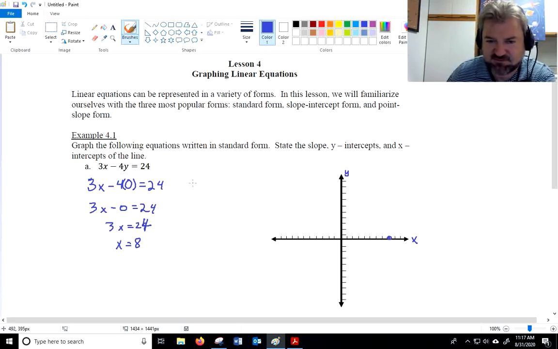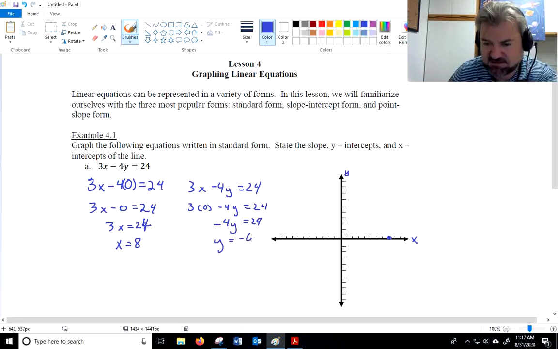All right, let's find the y-intercept. And if you don't mind, I'd like to start to do this a little bit quicker. On the y-intercept, wherever the line crosses this axis, the x-coordinate there is always 0. So I'm going to put a 0 in for that one. Okay, 3 times 0 is 0, and then 0 minus anything is just negative that. So it just goes away, right? And I'll divide both sides by negative 4, which gives me a negative 6. So 1, 2, 3, 4, 5, 6. And then I just draw the line through there.